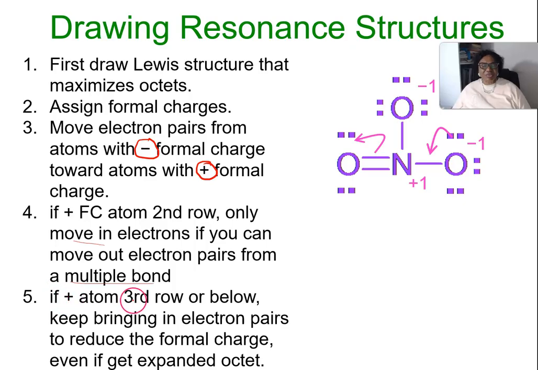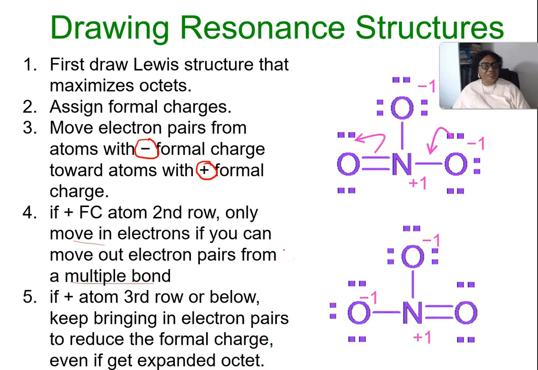If positive atoms are in the third row or below, keep moving in electron pairs to reduce the formal charge, even if you get an expanded octet. So you see, that's it. So you see these two structures. These are resonance structures. You can have another one again because we have 3 oxygen atoms. You can have a third resonance structure because we have 3 oxygen atoms.